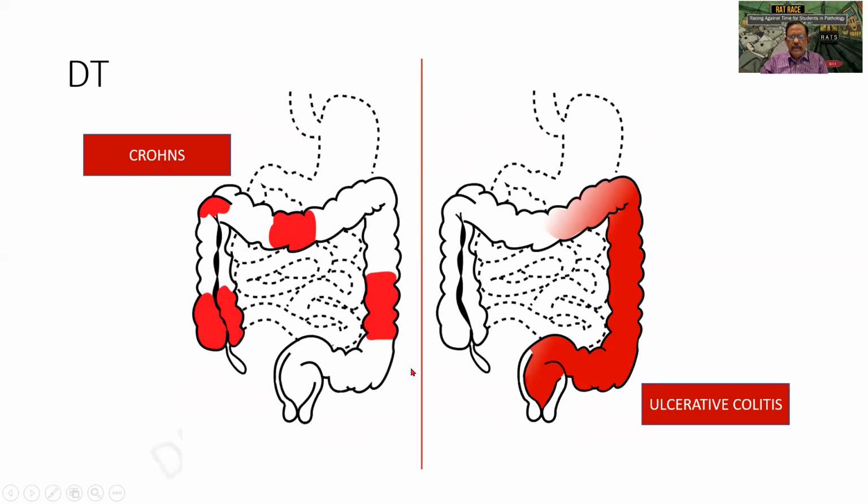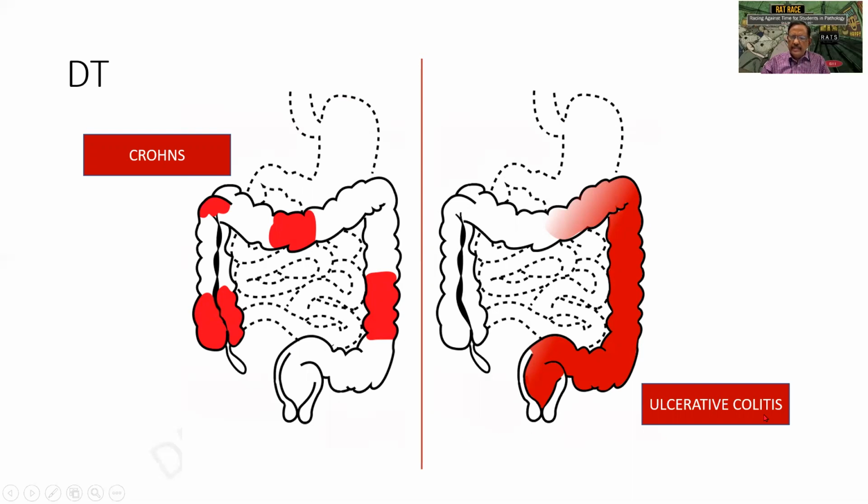A very nice fundamental diagram regarding Crohn's and ulcerative colitis. Look at the differences. As mentioned, you find that Crohn's can be found as skip lesions. They can be either in the small intestine or the large intestine, and there is an intervening normal unaffected area. As mentioned earlier, it can be anywhere from the mouth up to the anal canal. Skip lesions will be the classical hallmark of Crohn's.